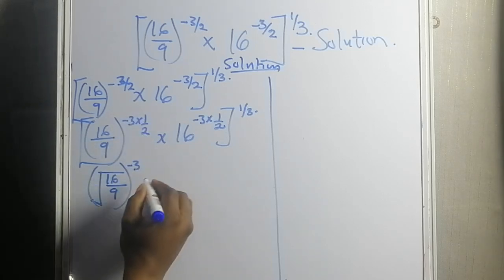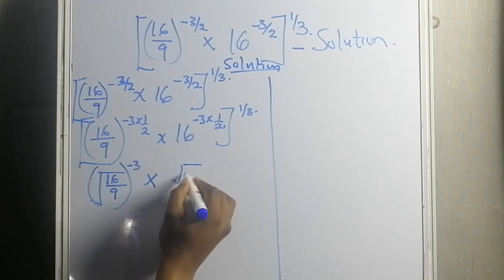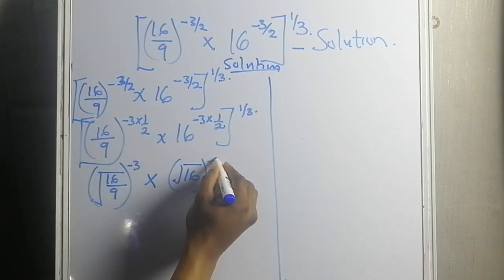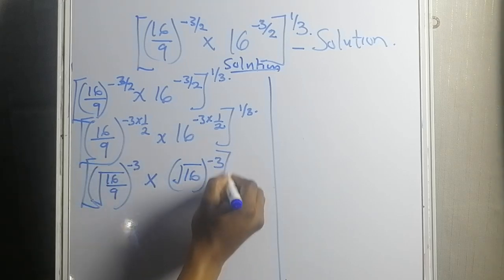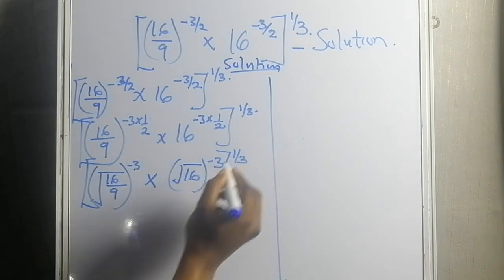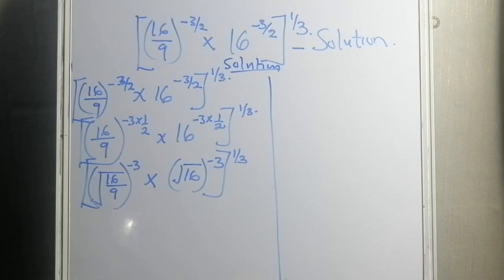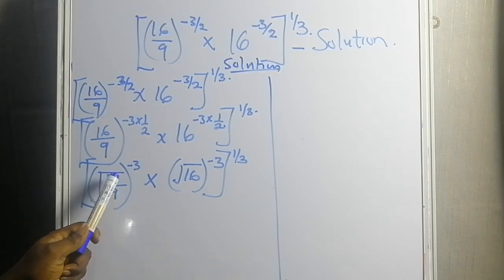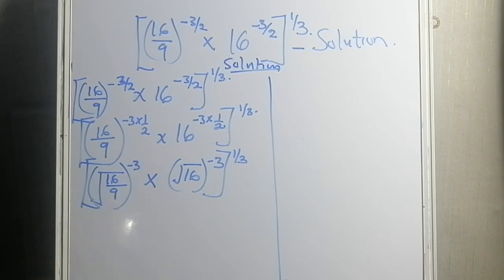Do you see it now? The same thing applies here: square root of 16, all raised to power minus 3, everything raised to power 1 over 3. So at the end of the day, don't forget under indices, the division law. I can split this into root 16, root 9, division law. Don't forget that. So on indices, I can split this into 2.